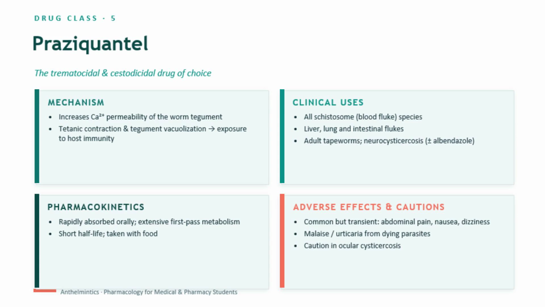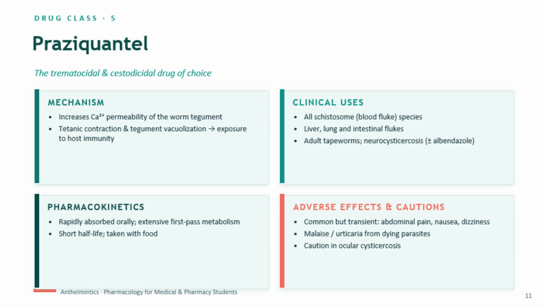Praziquantel is one of the most important drugs in this entire lecture. It's our drug of choice for the flatworms. It increases calcium permeability across the worm's tegument, causing a tetanic contraction and vacuolization of that protective outer layer, which exposes the parasite to the host's immune system.